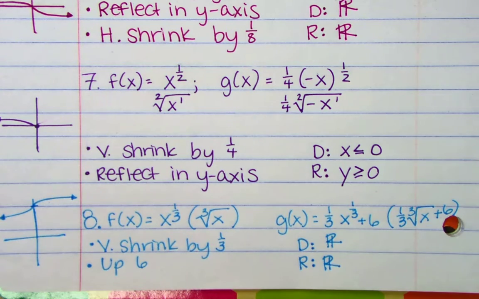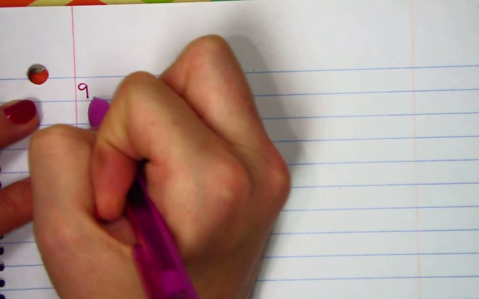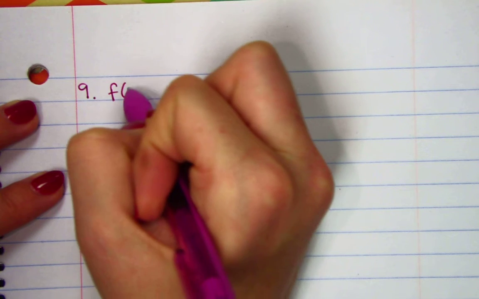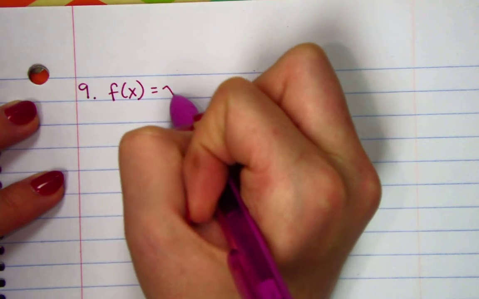All right, we're going to do 2 more. It's just another way of saying it, but it means the same thing. Okay, and I teach you that a lot of times. Okay, but number 9. Okay, f of x equals square root of x.